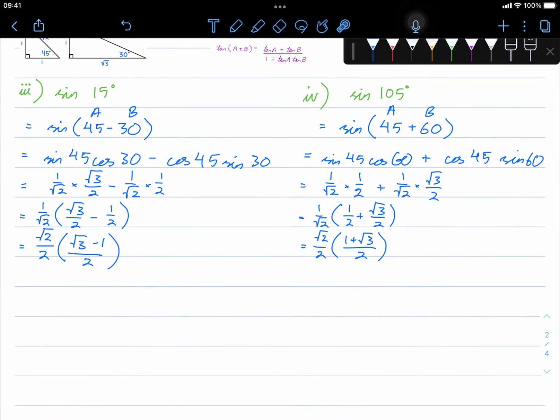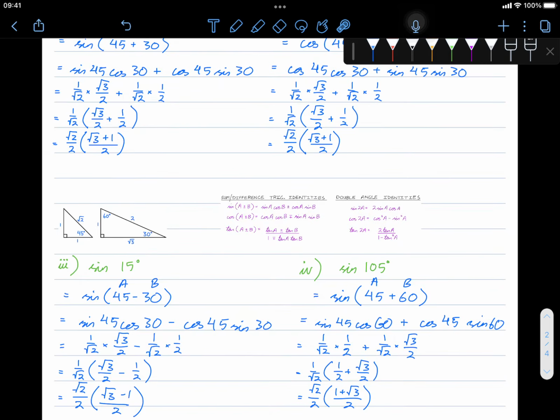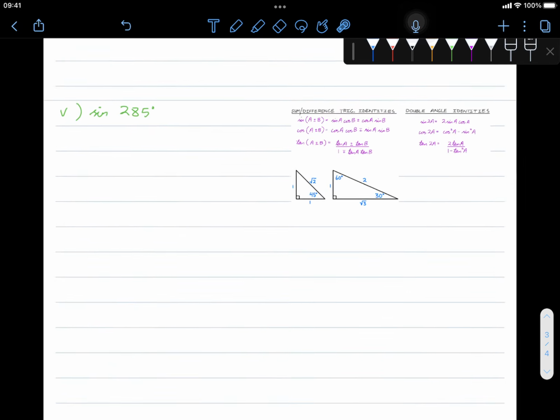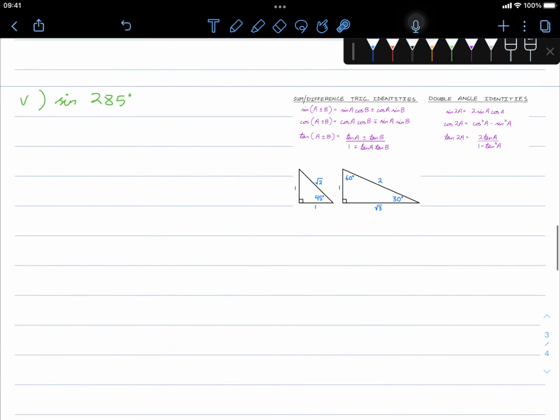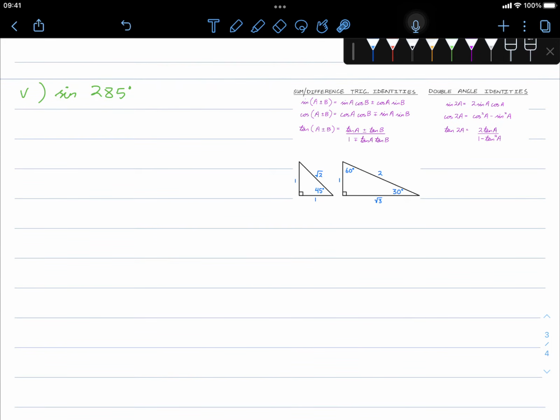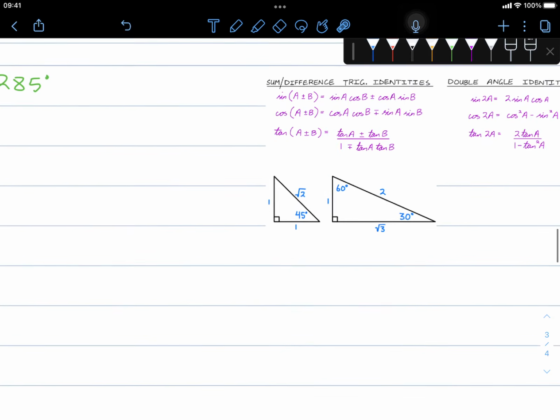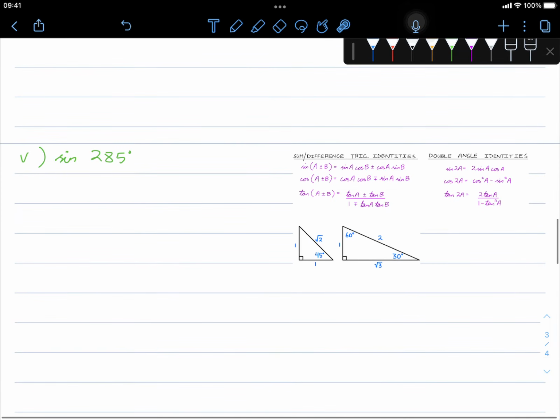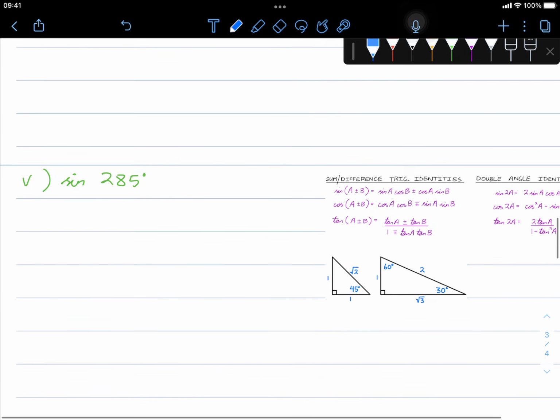Now we have one last example. I hope this is enough for you to get the idea. This last example is actually a bit of a trick one, so I'll let you pause it and give it a go yourself. Now, if you try and figure out some sort of combination of 45, 60, and 30, you could get there. But the easiest one I could see is the following.